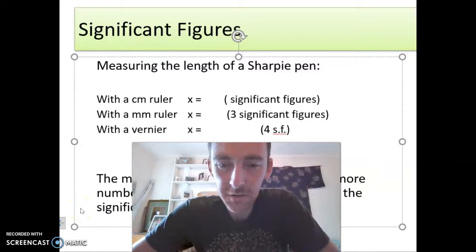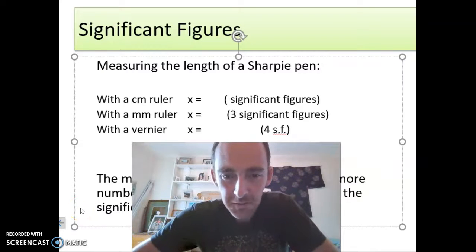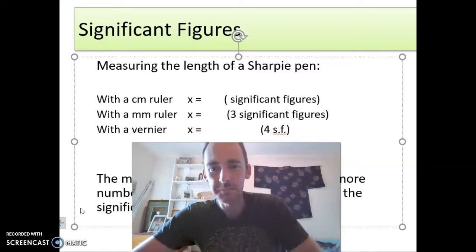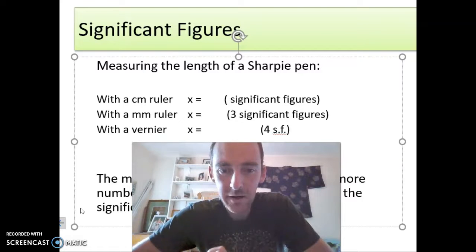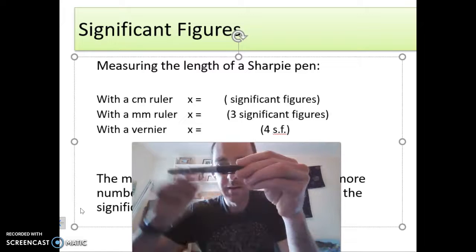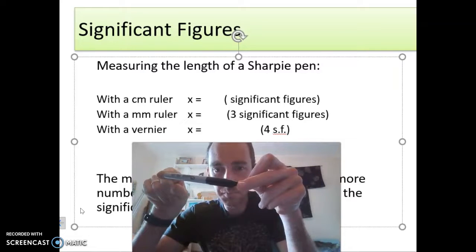What are significant figures? It's nothing to do with fat shaming, and it's nothing to do with African American female NASA mathematicians. Significant figures is all about how accurately a number is known. So, let's say I was going to measure the length of this Sharpie pen here.